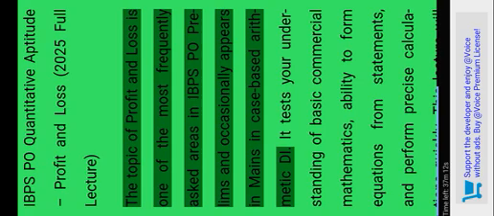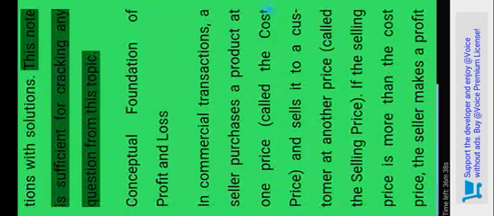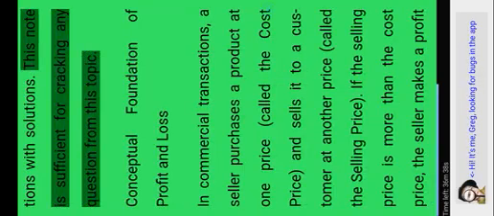The topic of profit and loss is one of the most frequently asked areas in IBPS PO prelims and occasionally appears in mains in case-based arithmetic DI. It tests your understanding of basic commercial mathematics, ability to form equations from statements, and perform precise calculations quickly. This lecture will cover basic definitions, key formulas, conceptual understanding, tricks, shortcut techniques, previous year trends, and 3 to 4 previous year questions with solutions. This note is sufficient for cracking any question from this topic.